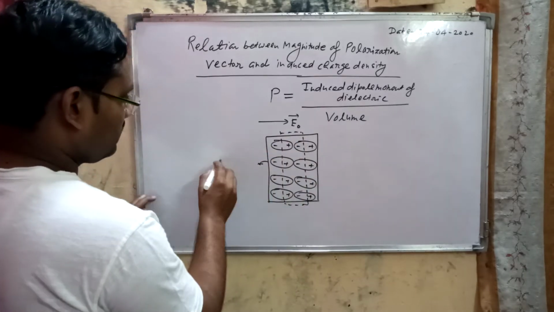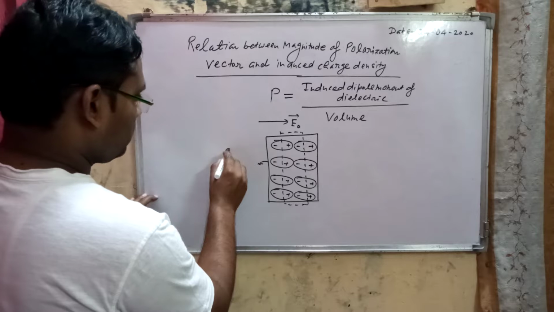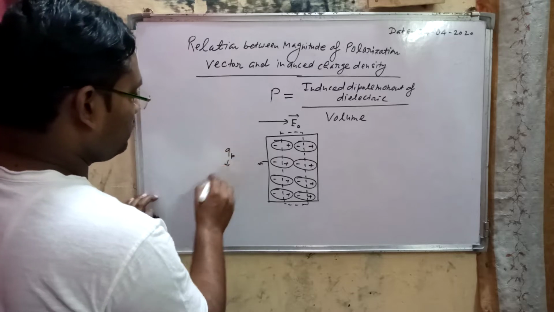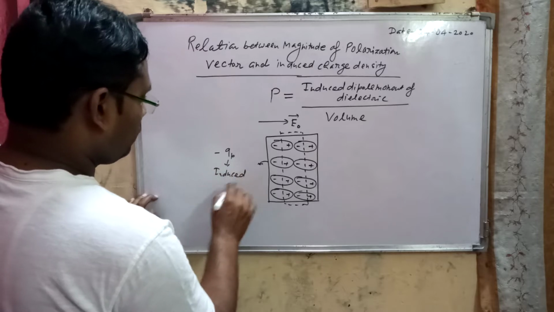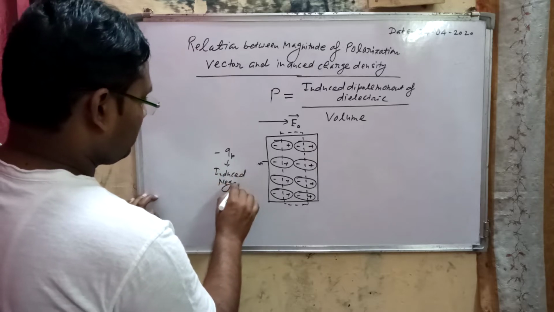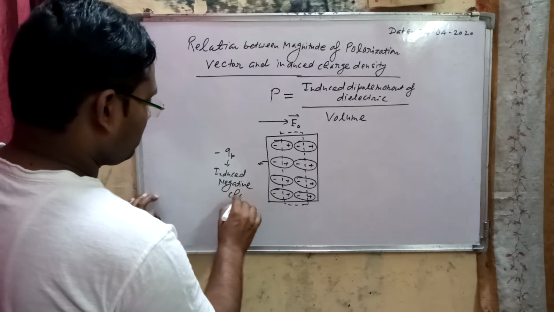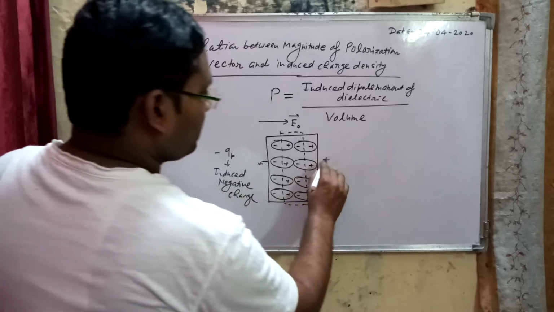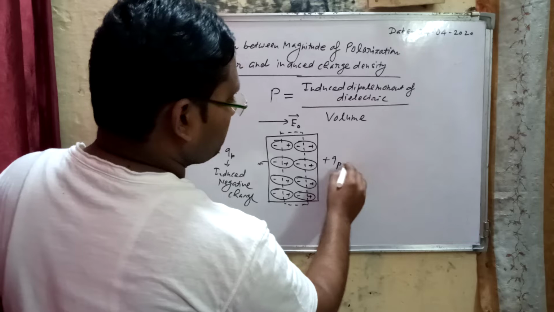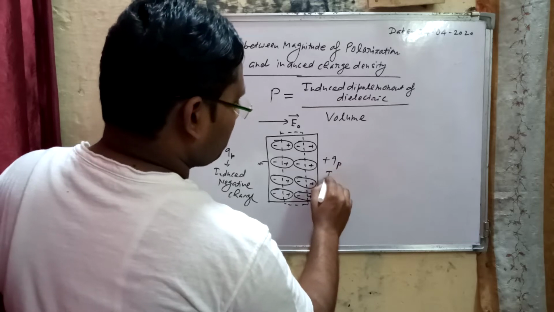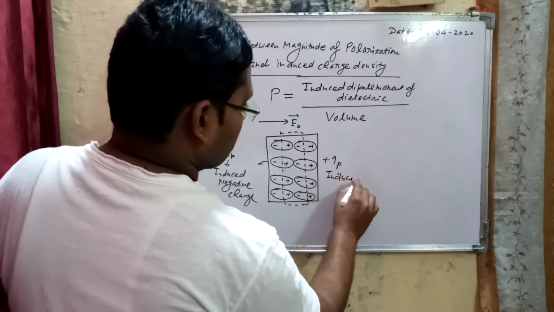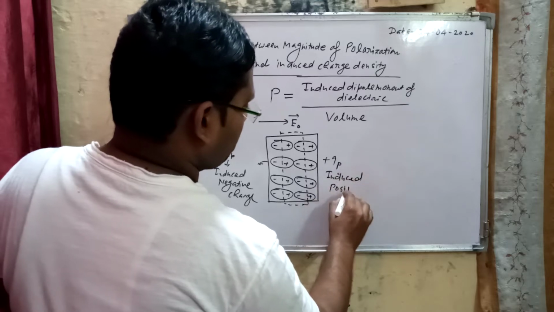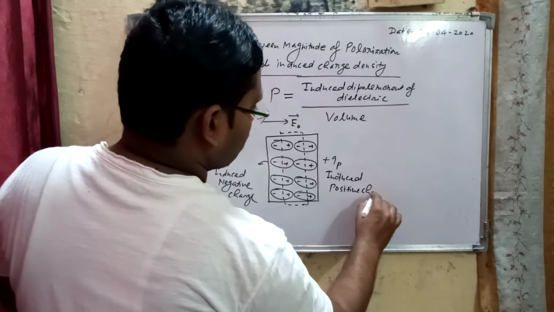Now here this one is the QP. QP is the induced negative charge. Here plus QP, this one is the induced positive charge.